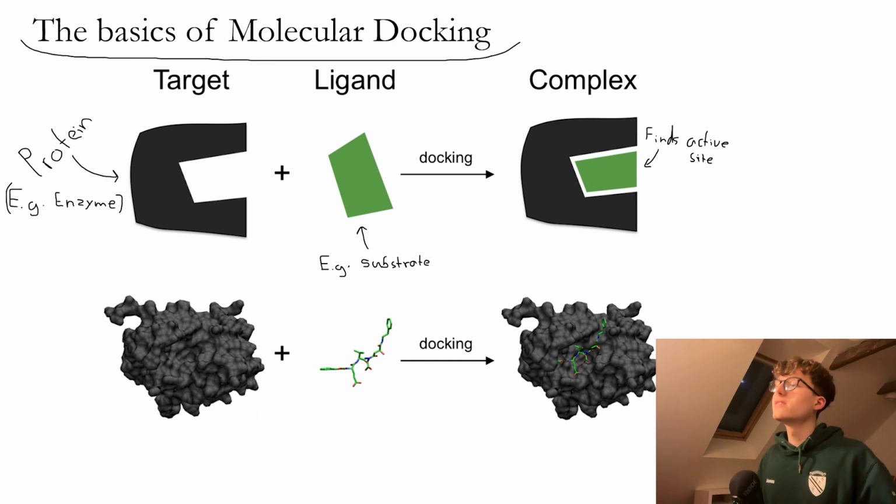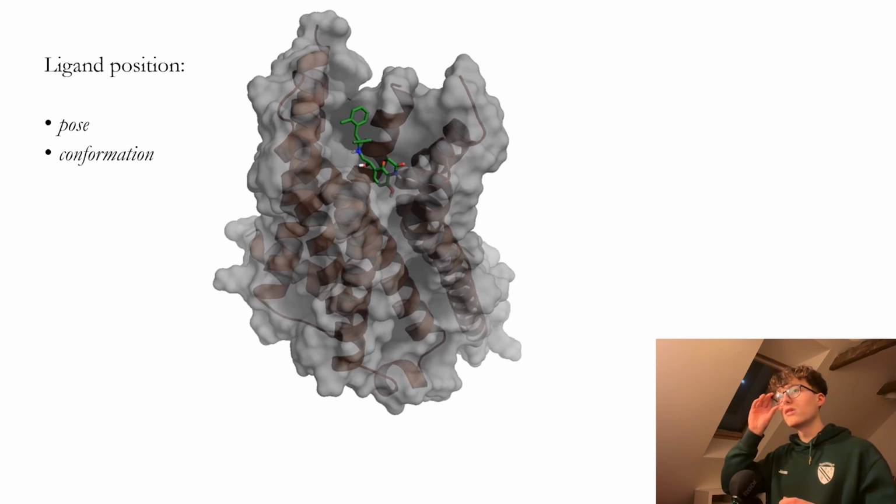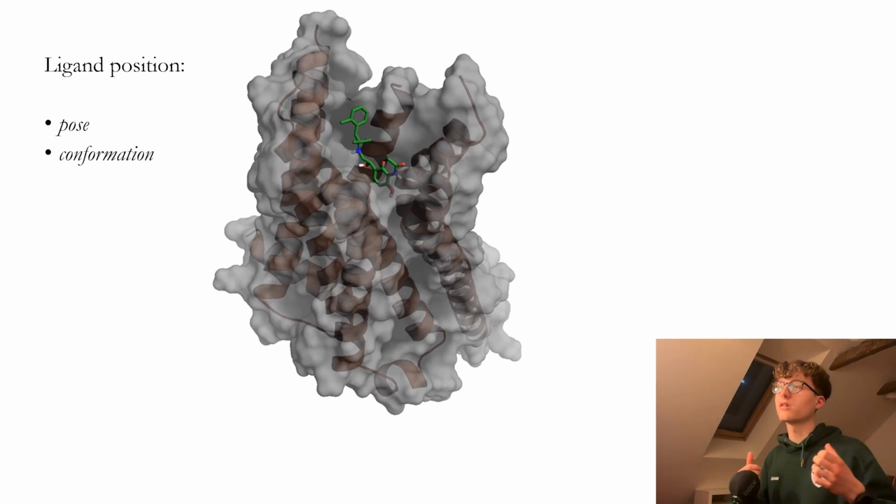So that was just the basics of molecular docking. Let's get into something that's also very relevant, which is regarding the ligand position. So when we're talking about the ligand, there are two very important terms that you need to know about. One of them is called pose and the other one is called conformation. And these two are very essential to the results that you're going to be obtaining from a docking simulation. So the pose is very simple and straightforward. All it is is how it is oriented in space.